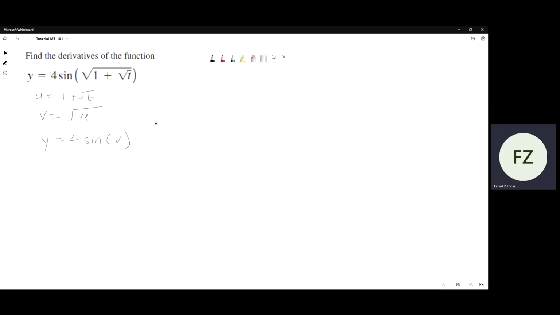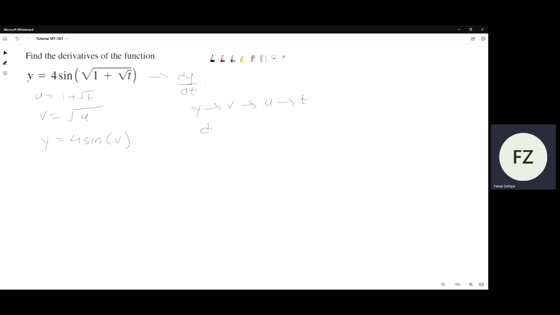Now what we have to find over here is that we are actually interested in finding dy by dt. But now we have the function in y and v. So here we would have to apply the chain rule. So y is actually a function of v, v is actually a function of u, and u is actually a function of t. So how do we apply the chain rule over here? Now we have to find dy by dt.